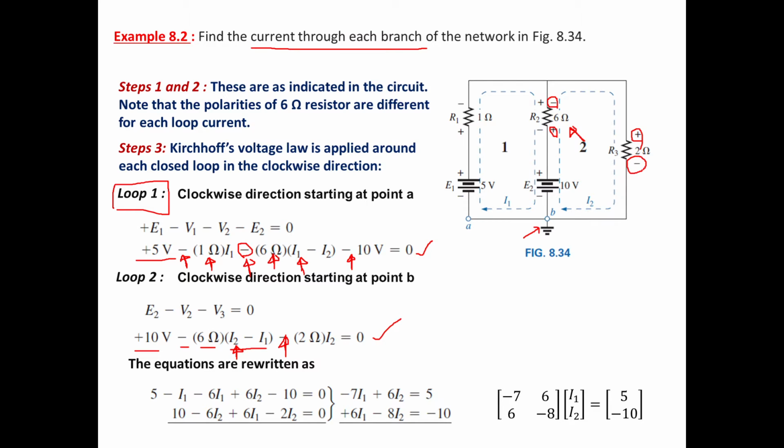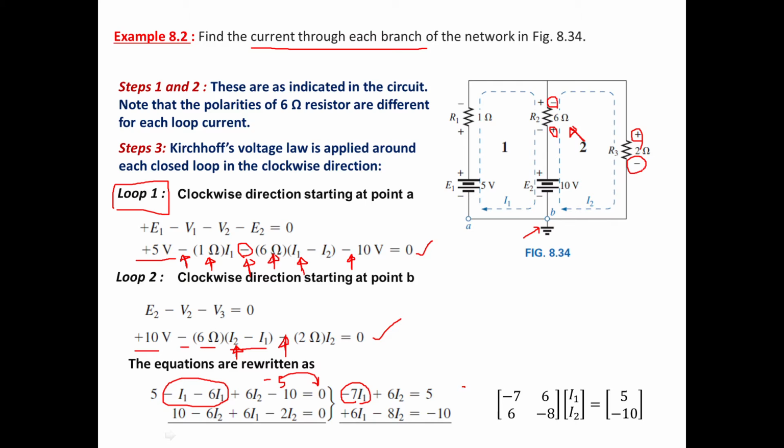We write the equation. Then we take the first equation, we combine the terms together. This is minus I1 minus 6 times I1. So we combine these two terms and we get minus 7 times I1. Then we write it in the standard form. 5 minus 10 is minus 5. So bring this minus 5 to the other side of the equation. To the right side of the equal to sign, it becomes plus 5. So we are writing the equation in the standard form.